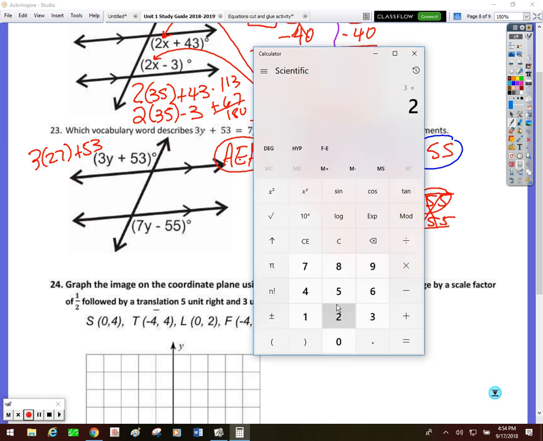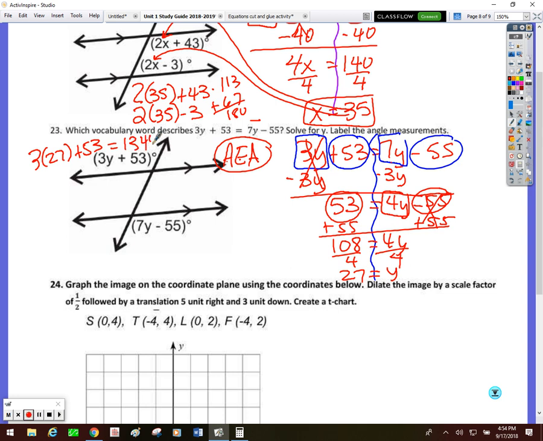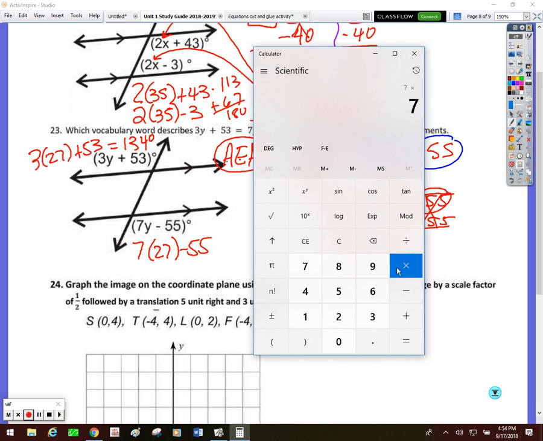3 times 27 is that, plus 53 gives me 134 degrees for this angle right here. Now let's see what we have down here. 7 times 27 minus 55. Let's just see what we got. Okay, 7 times 27 is 189 minus 55.